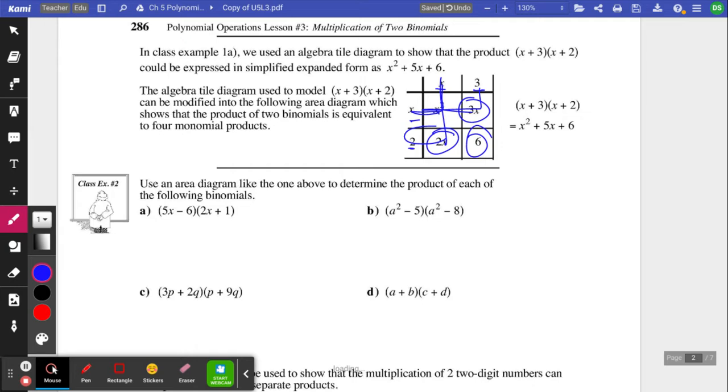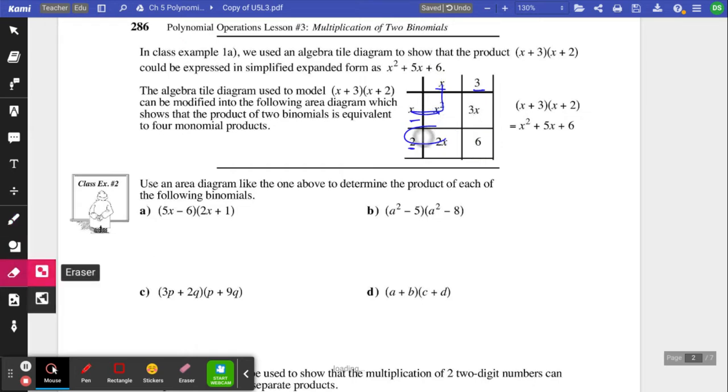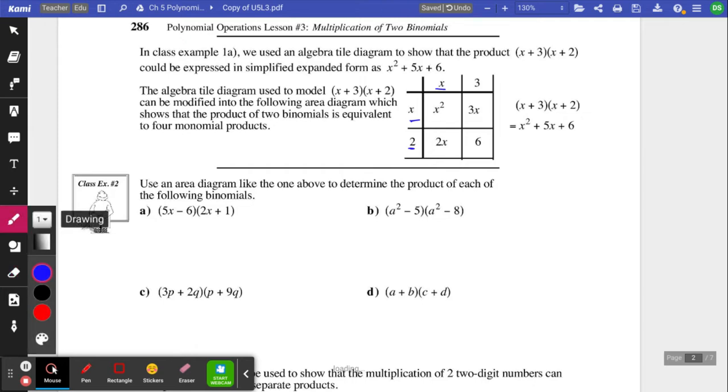You see it? But then what you have to do when you're all done making this little chart is you have to go combine your like terms. And see, these are your like terms.